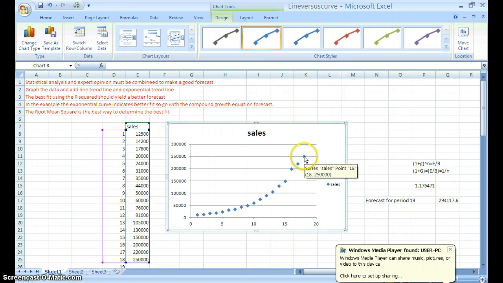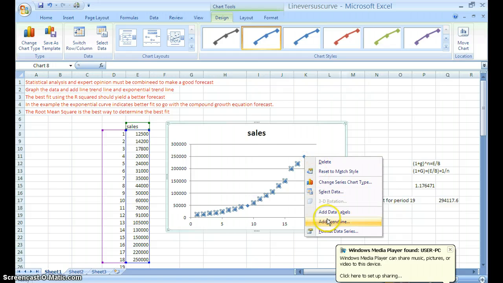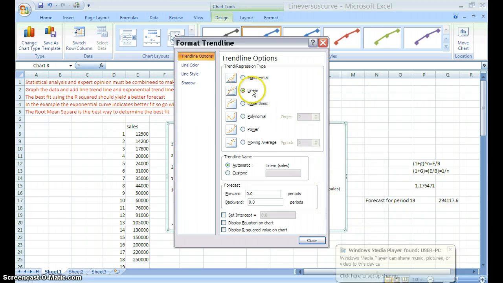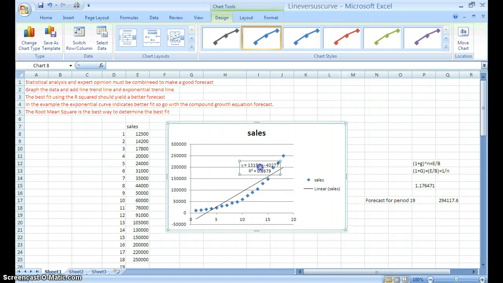So we right-click on a data point, say add a trend line. Let's try linear first, display the equation, and display the r squared. We pull that out of here so we can read it. That straight line that was just drawn right there explains 87% of the variation in those data points. Not too bad. You could make a forecast with that, but we should check and see what the exponential would look like.